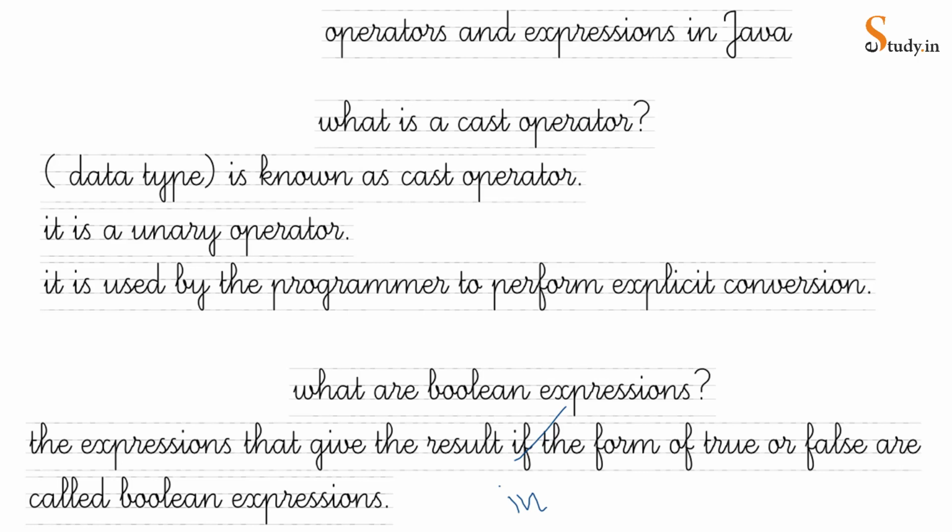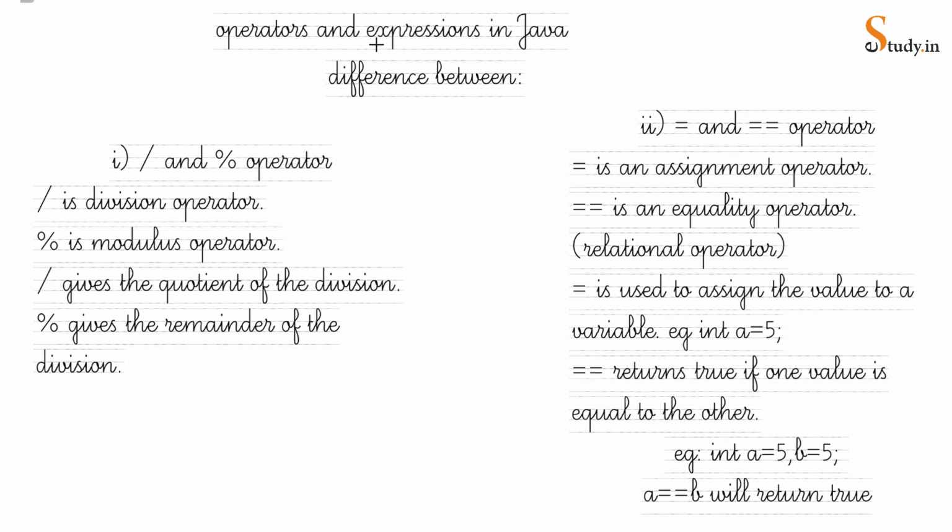Now we move on to the next. Here are some differences which we will take up, and these are very important from the board exam point of view. The first difference which normally comes is the difference between the division and modulus operators. Remember the difference. Firstly, the slash symbol is a division operator and the percentage symbol is a modulus operator. Slash gives the quotient of the division, whereas modulus gives the remainder of the division.